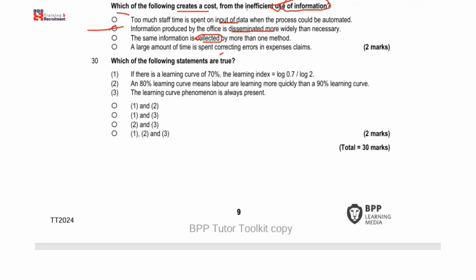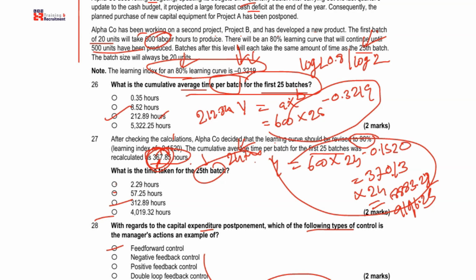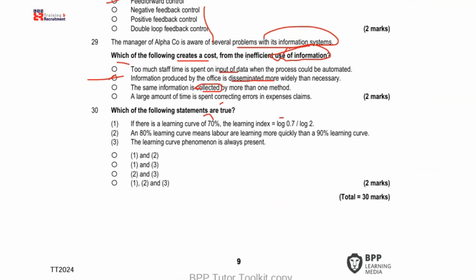And finally, 30. Which of the following statements is true? Number 1, if there is a 70% learning curve, the learning index is log 0.7 over log 2. That's correct, we just did something similar here. Number 2, an 80% learning curve means labor is learning more quickly than at 90%. That is also correct. If you used to take 100 hours before, a 90% learning curve means you're taking 90 hours now, and an 80% learning curve means you're taking 80 hours now. More quickly, so it is correct.